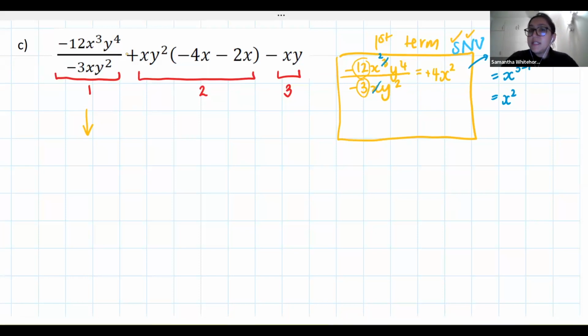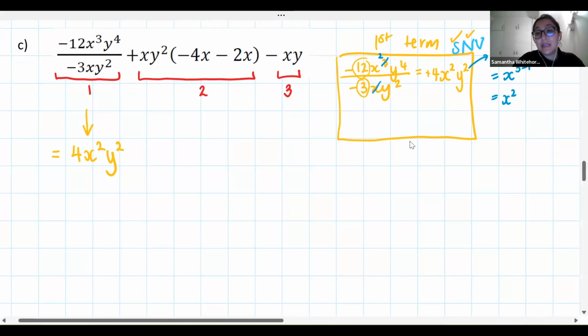We're going to do a very similar thing with the y's. If you choose to subtract the exponents, 4 minus 2 is 2. If you choose to cancel, you're going to cancel 2 at the bottom with 2 at the top, leaving you with y squared. So this first term simplifies to 4x squared y squared. Because it's the first term, I don't have to put the plus there. You can if you want to, but because it's a very first term, we don't have to put the sign there. Right, now I need to deal with my second term.